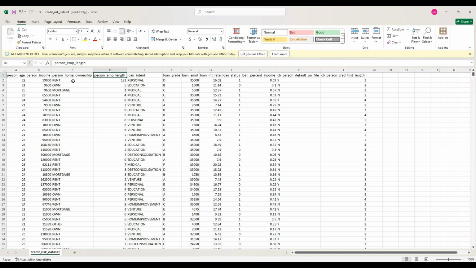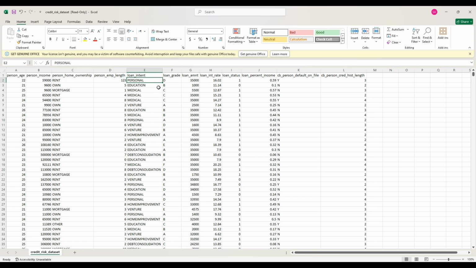The person employment length is the length of time the person has been employed. Of course, I note here that this person has been employed for 123 years, which is, that guy must be, and he's 22 years of age. But the funny thing is that it fits today's market requirements to be hired. You have to have 123 years of experience while you're 22 years old.